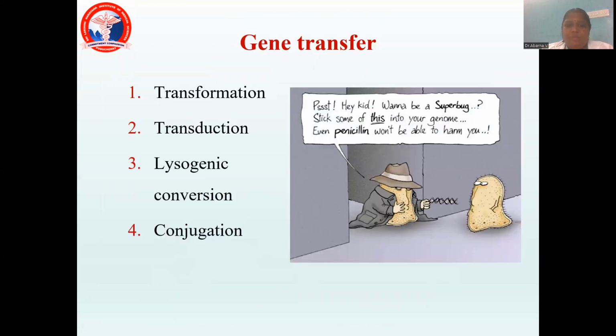So under genotypic variation, we were reading about the mutations and gene transfer. So we are done with the mutations. We'll move on to gene transfer. Gene transfer is nothing but transfer of genetic material from one bacteria to the other bacteria by various means. So four different types of gene transfers are there: transformation, transduction, lysogenic conversion, and conjugation.